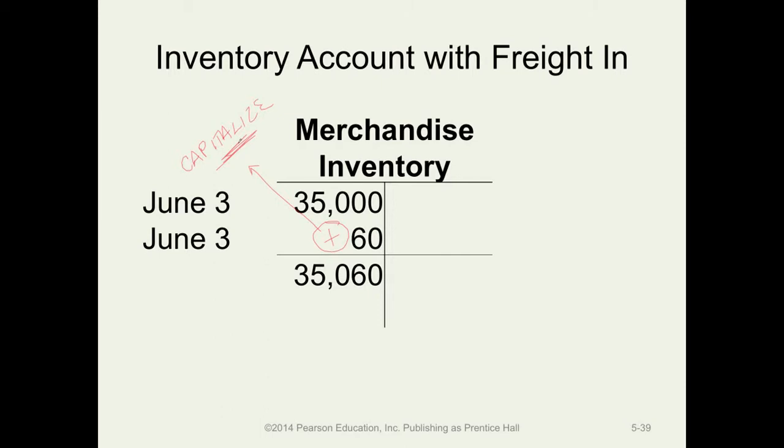Now again, freight in is going to be paid to the shipping company, not the seller, so there is no change in accounts payable. So on June 3rd, you had $35,000 credit in accounts payable. And that has not changed because that $60 was not paid to the seller.